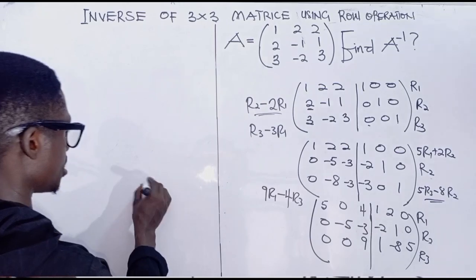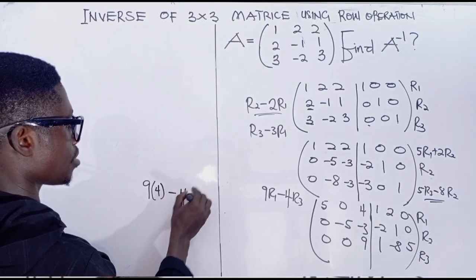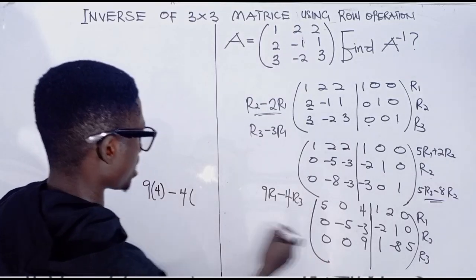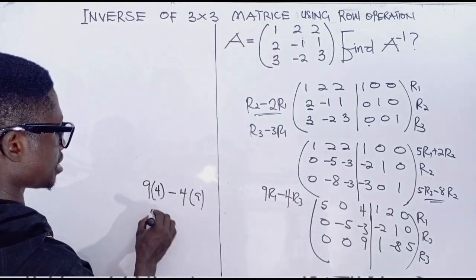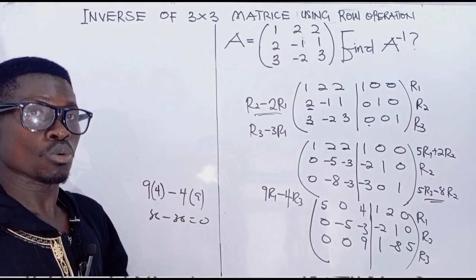Let's look at it. 9 row 1 is 4 minus 4 R3 is 9. This will give us 36 minus 36. That gives us 0. So it means that this rule will work.